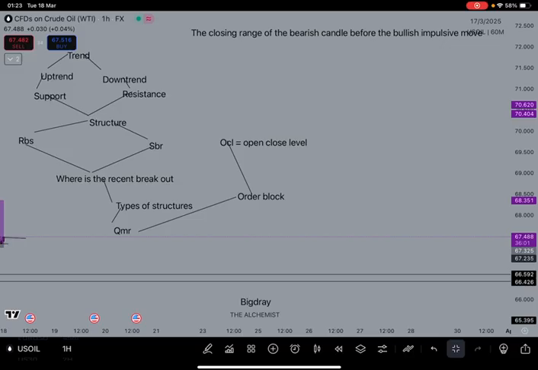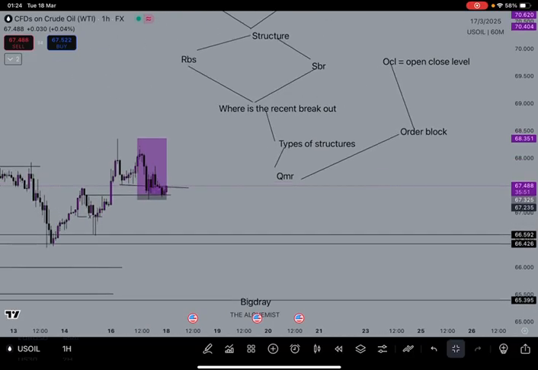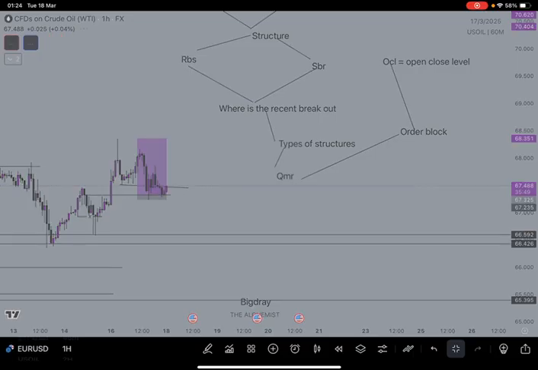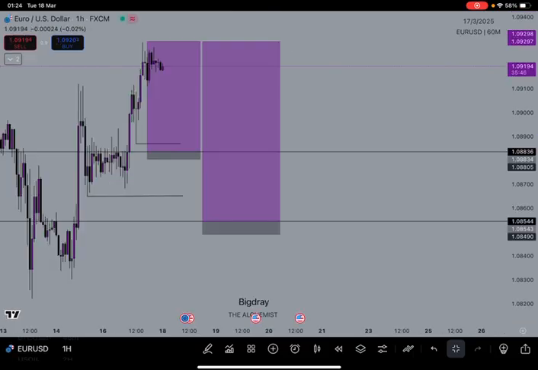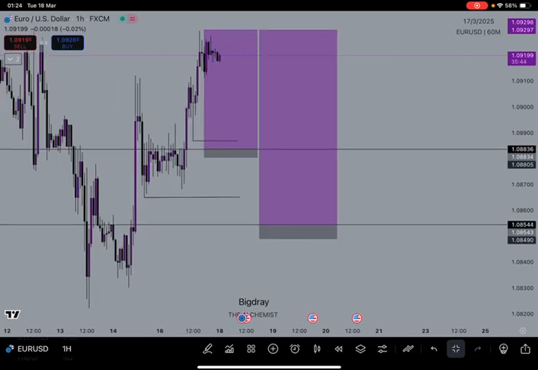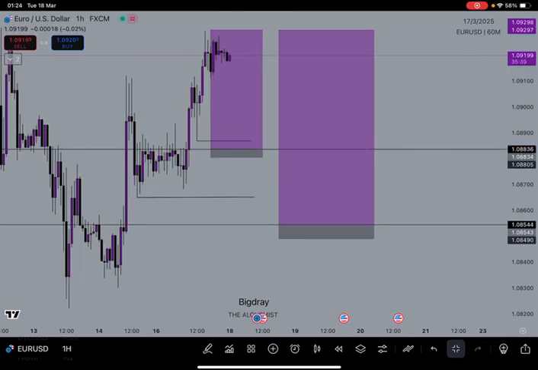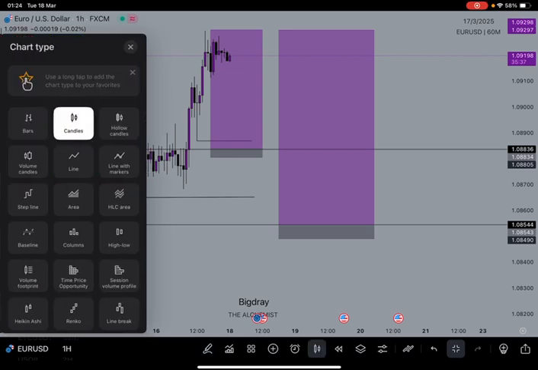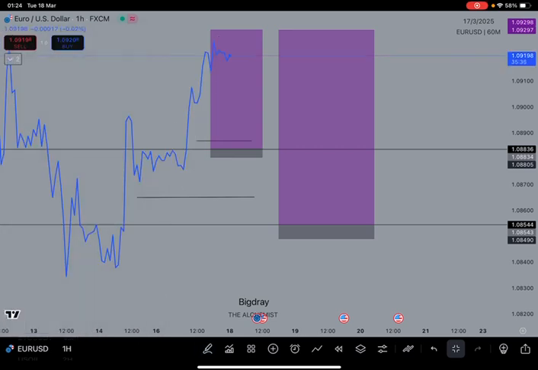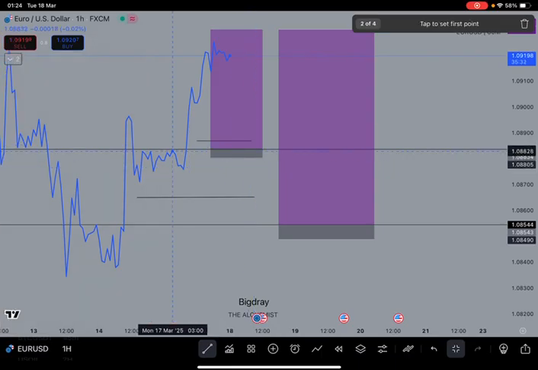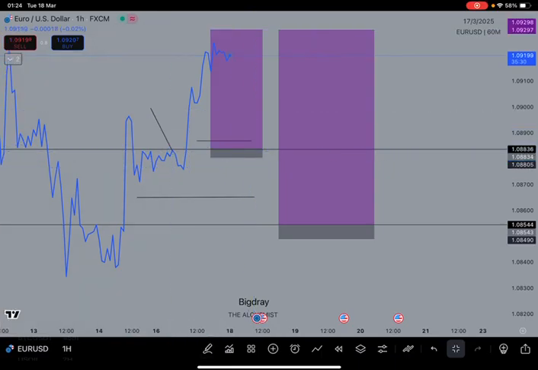That place I marked as the order block for you, where I said the last low before the change of character is an order block. Let me show you an example. You can see this market, this EUR/USD. You can see this is our resistance. If you change to line, you can see this is our resistance, and it is broken already.